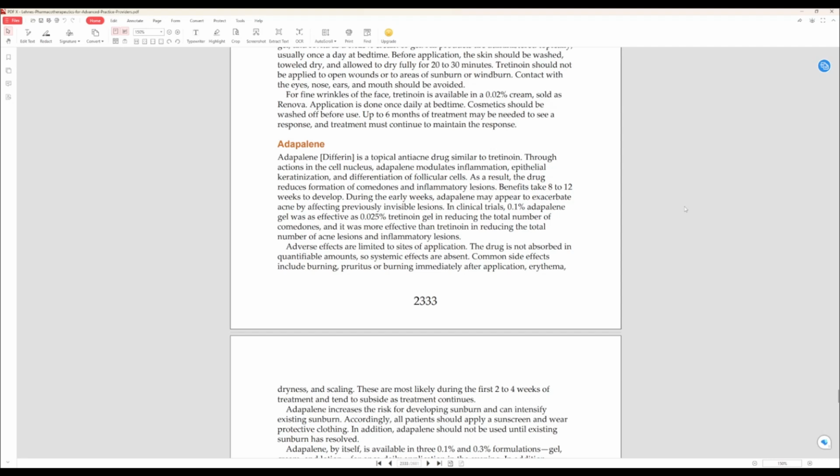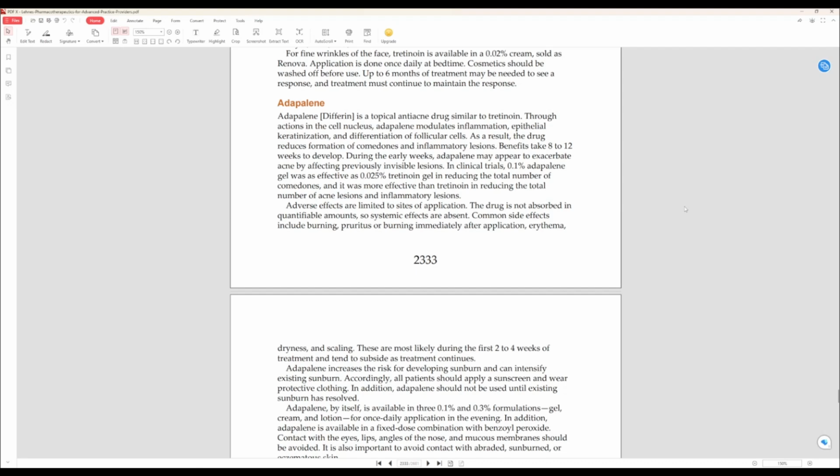During clinical trials, 0.1% adapalene gel was as effective as 0.025% tretinoin gel in reducing the total number of comedones, and it was more effective than tretinoin in reducing the total number of acne lesions and inflammatory lesions. However, adverse effects are limited to the site of application. The drug is not absorbed in quantifiable amounts, so systemic effects are considered absent. However, common side effects did include burning, pruritus, or burning immediately after application, erythema, dryness, and scaling.